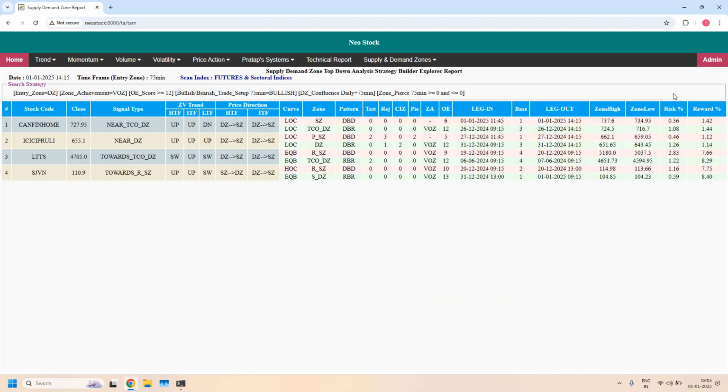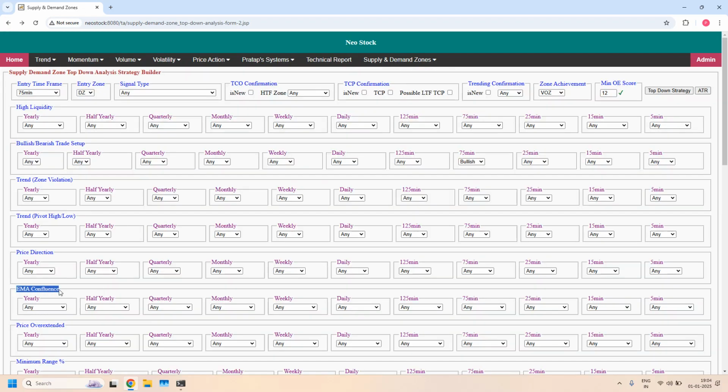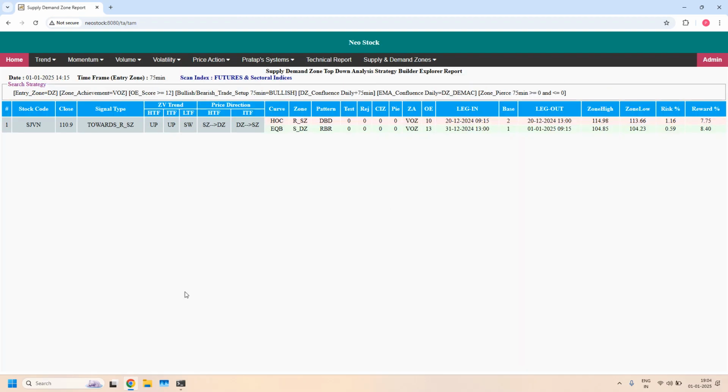With this filter, we got 4 stocks. In these 4 stocks, these 75 minutes demand zones are part of the daily demand zone, and daily trend, the ITF trend, is up in all these stocks. Because the 75 minute zone is part of the daily and the daily zone is having daily EMA, they could be even more high probability trade setup supported stocks. Let us verify them. Let us filter. In the EMA confluence at daily time frame, daily demand zone with daily EMA confluence filter is enabled. With this filter, we got only one stock. So this demand zone is a high probability trade setup zone.